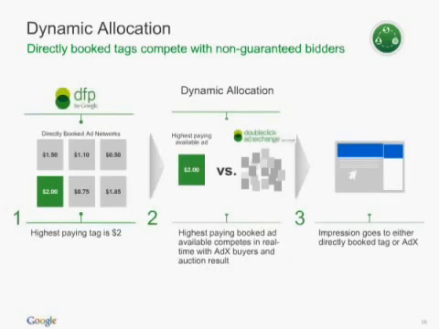DFP can then compare that price to all the direct tags that are contained within DFP, and it can make the decision: should I open it up to the open auction or should I keep it within DFP and the primary sold campaigns that are in here? So what it does is directly booked tags compete with non-guaranteed bidders, which means that for all intents and purposes, DFP knows the market price for each impression.